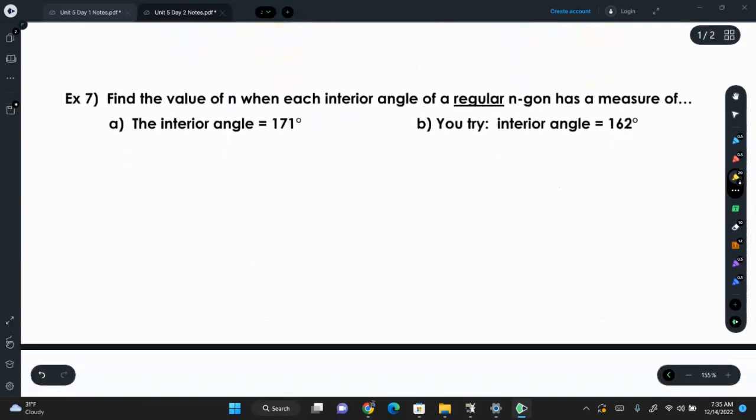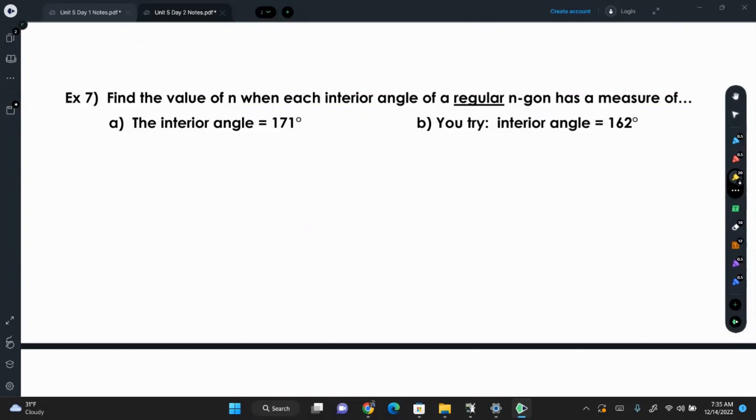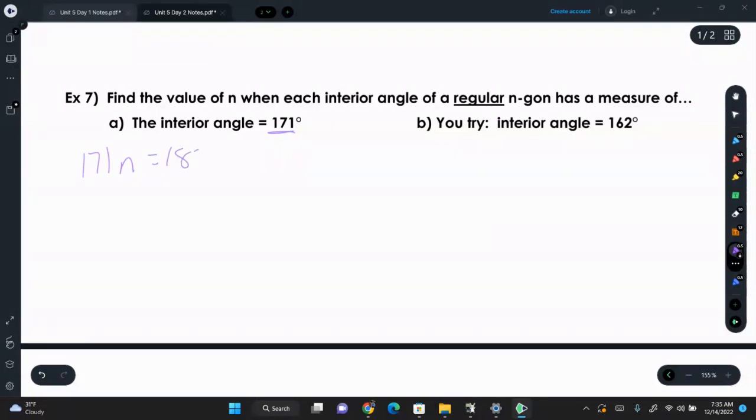Right now, example 7 says find the value of n when each interior angle of a regular n-gon has a measure of. So what this is saying is that if each angle is 171 degrees inside of the shape here, this polygon, how many sides does it have? Well, a way we can do this is by taking this, say 171n equals 180n minus 360. Okay. And notice that it's 171, and this part will always stay the same for these problems.